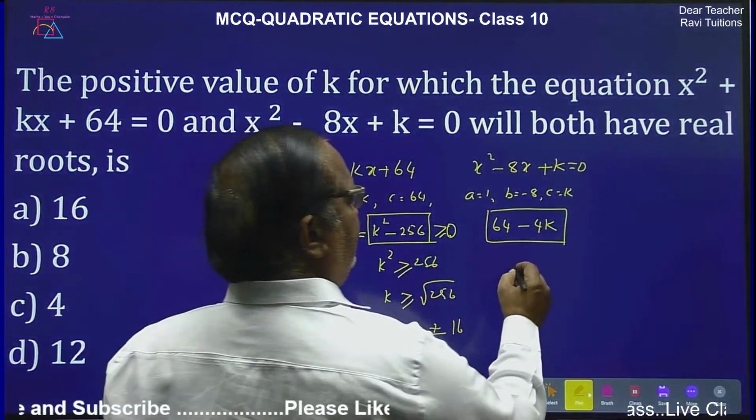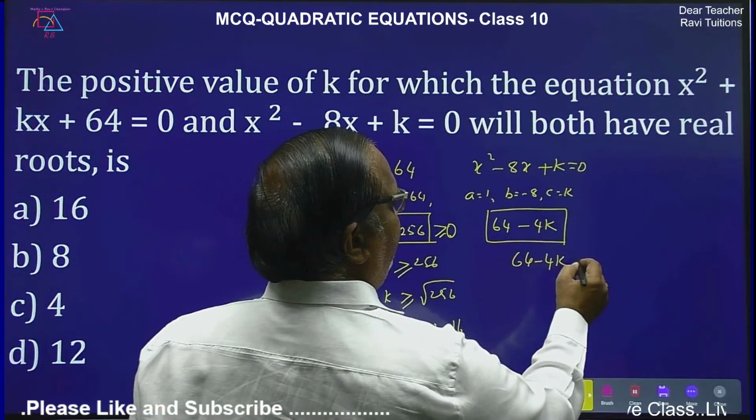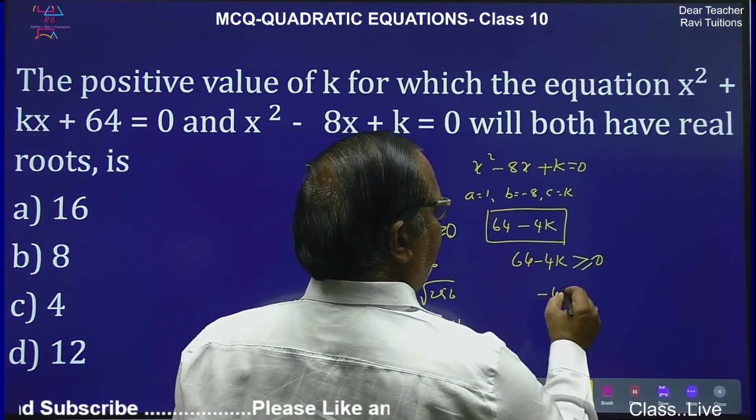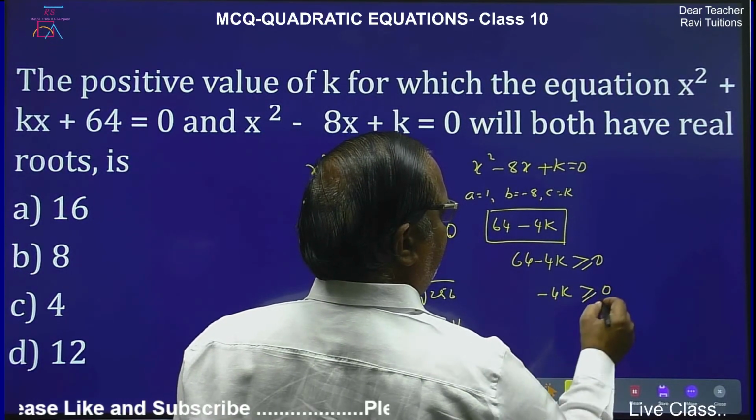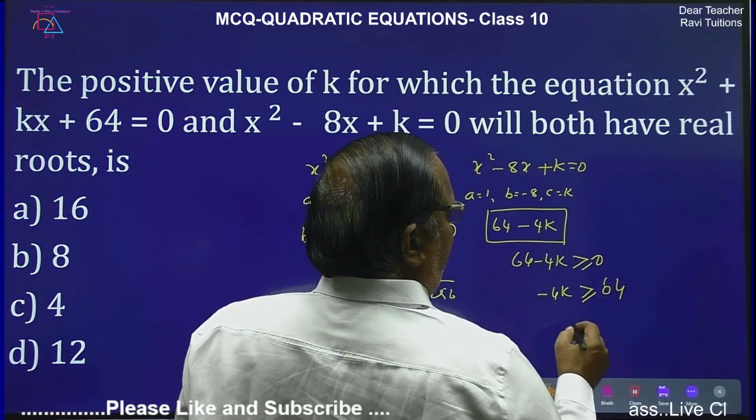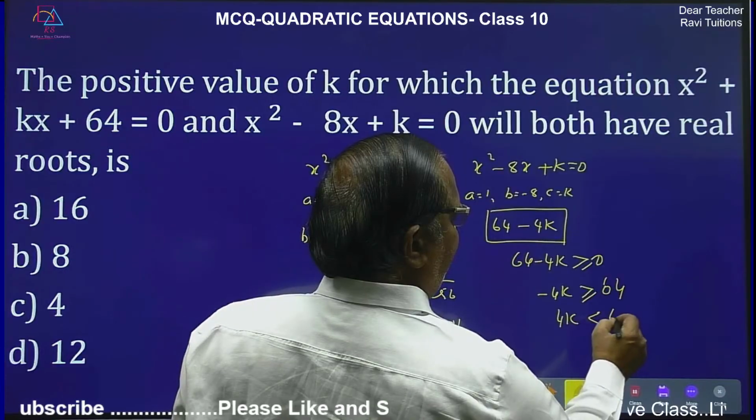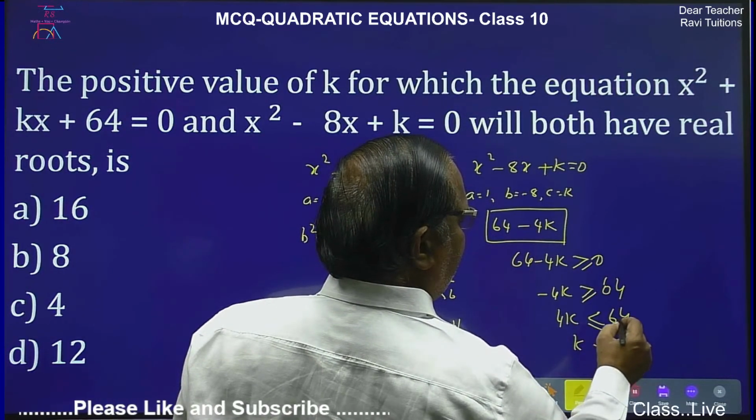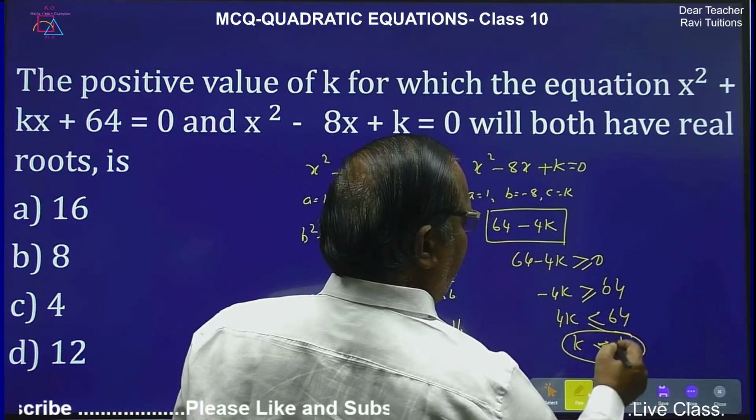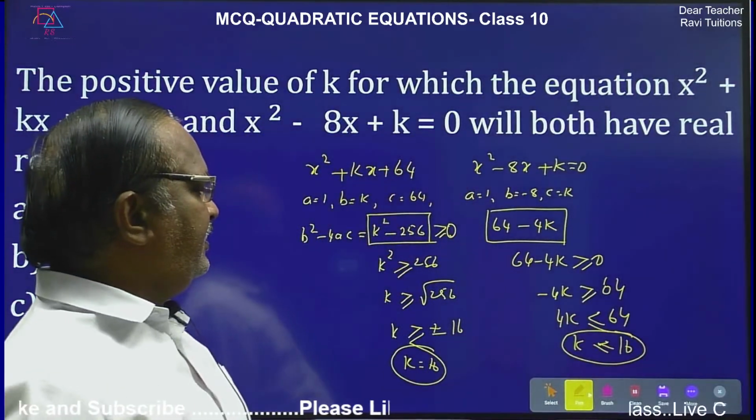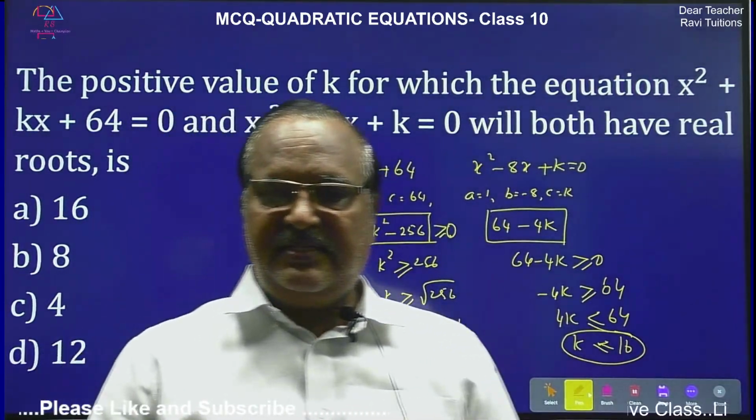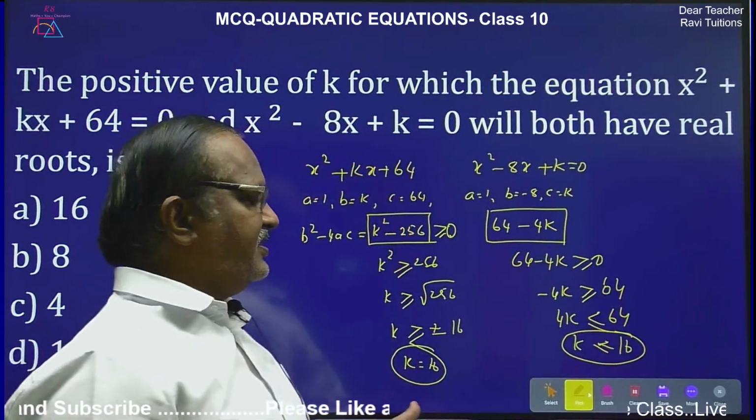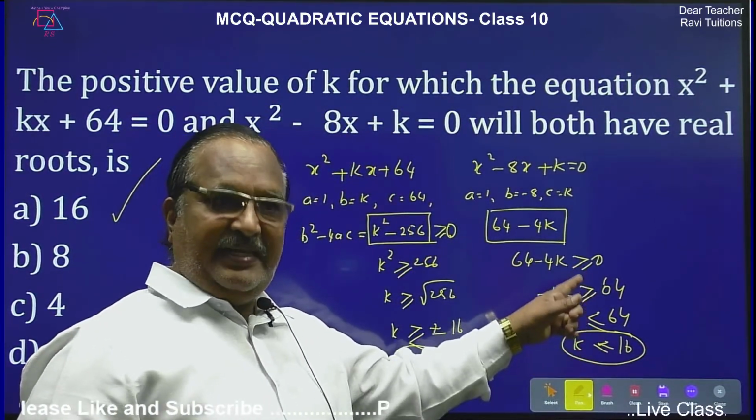Now here, 64 minus 4k is greater than or equal to 0. So 4k is less than or equal to 64, and k is less than or equal to 64 by 4, which is 16. So 16 is the answer. In both the cases we got 16. So I have changed the signs.